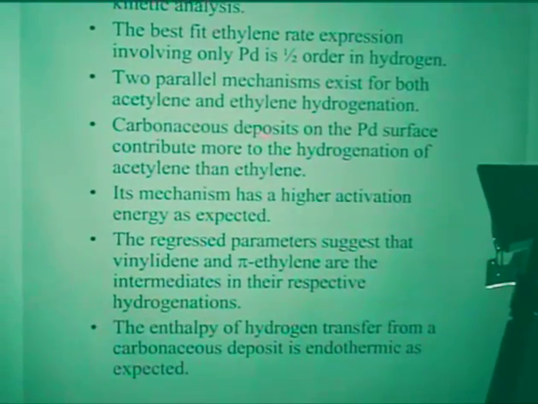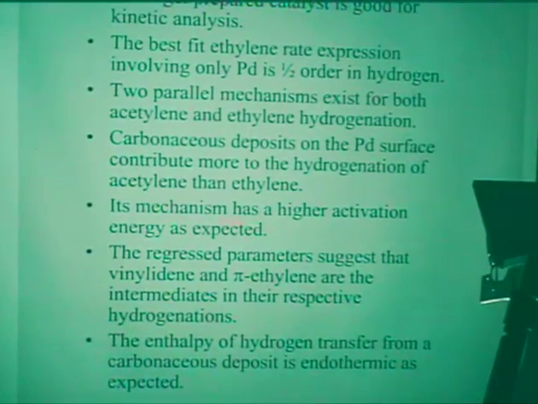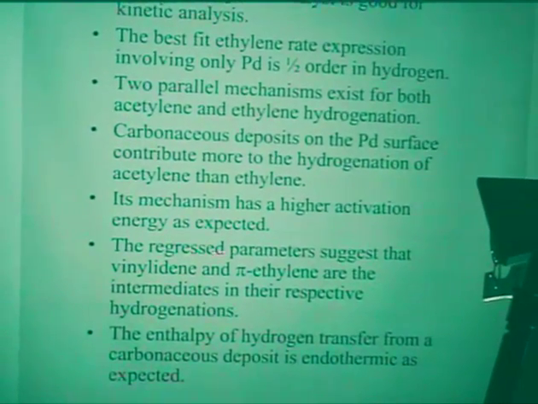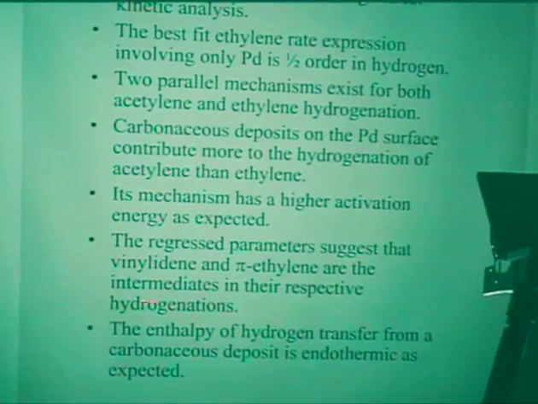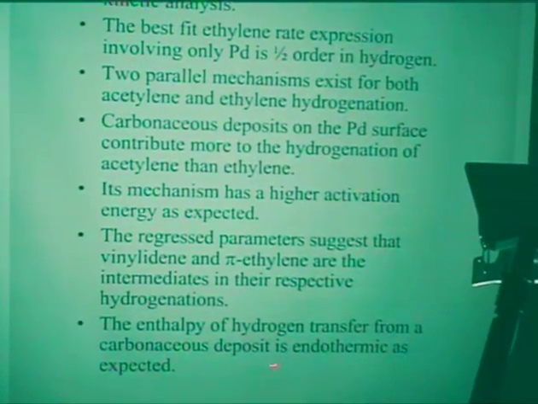The mechanism involving carbonaceous deposit has a higher activation energy as expected, and the regressed parameters suggest that vinylidene and pi bonded ethylene are the intermediates in their respective hydrogenations. And finally, the enthalpy of hydrogen transfer from a carbonaceous deposit is endothermic as expected.